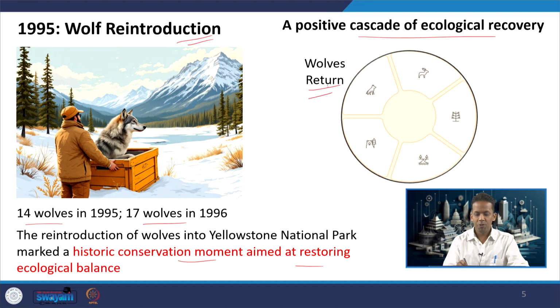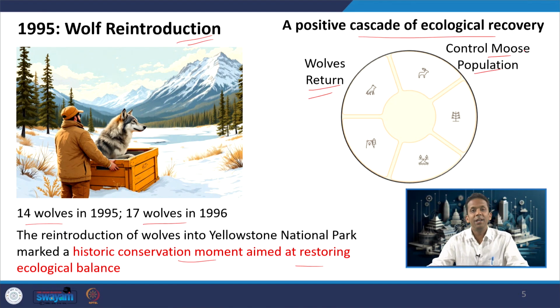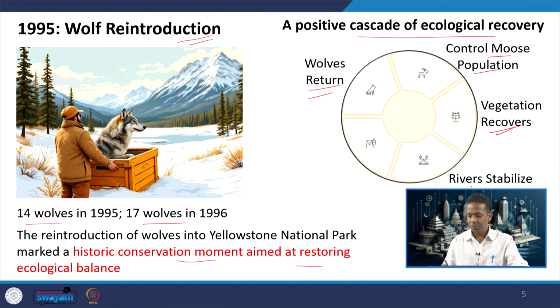As soon as the wolves returned, the population of moose was controlled. Wolves started eating moose, and moose started to avoid areas where wolves were present. So, at least in those areas the moose avoided, the vegetation started to recover, because wolves do not eat the vegetation, they eat moose, and because of the fear of wolves, moose avoid those areas. In those areas the vegetation started recovering. Because the vegetation recovered, the soil started getting stabilized, soil erosion stopped, and this helped to stabilize the banks of the rivers.